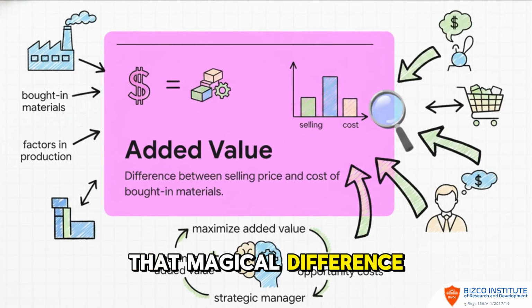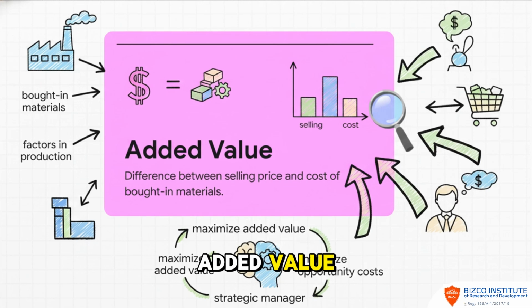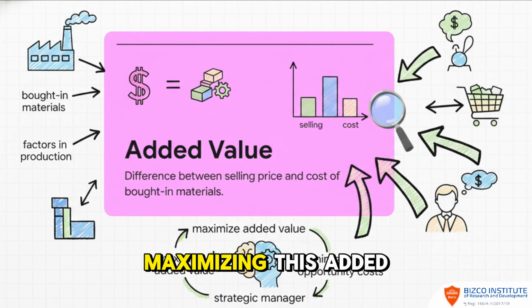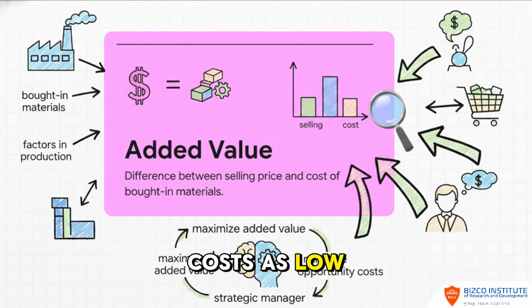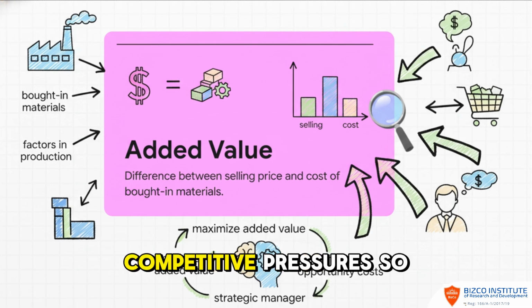That magical difference? We call that added value. It's simply the difference between the selling price of a product and the cost of the bought-in materials and components. Maximizing this added value while simultaneously keeping your opportunity costs as low as possible is the true test of a strategic manager. It is literally the core of how organizations create wealth and navigate those intense competitive pressures.